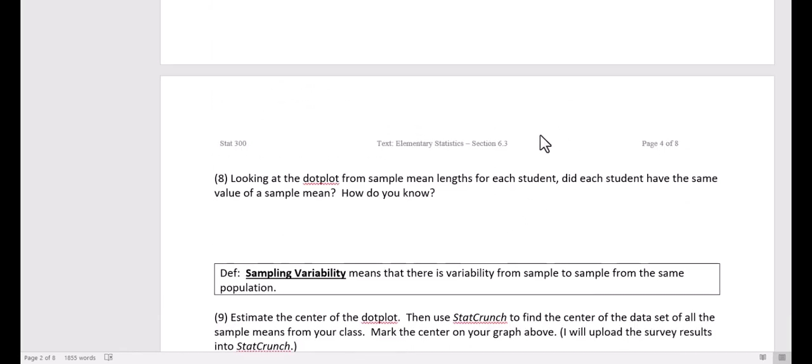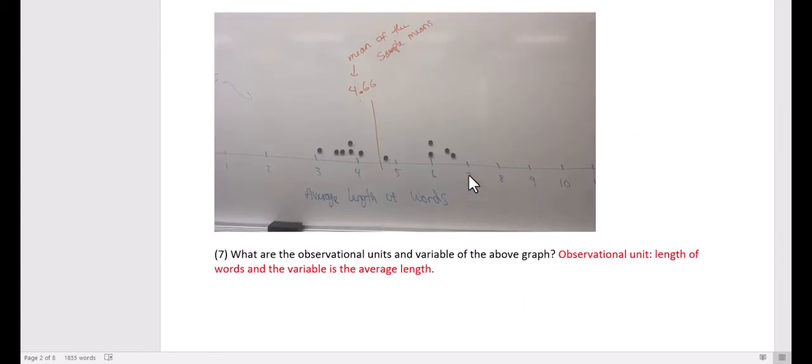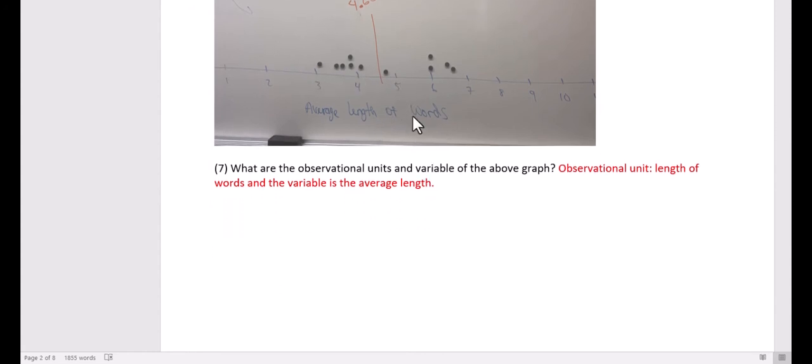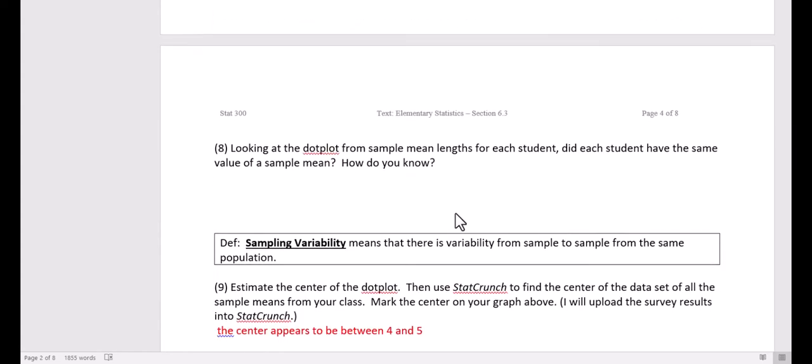So looking at the dot plot from the sample mean length for each student, did each student have the same value of a sample mean? No, right? How do you know? Well, because there are different ones. Some people got close to 7. Some people got really close to 3, very short length of words. And so everybody got different means.